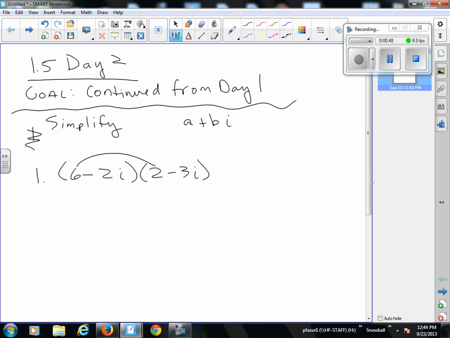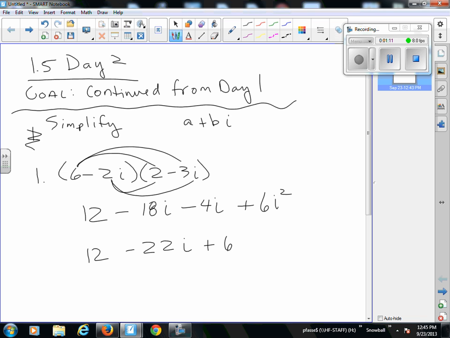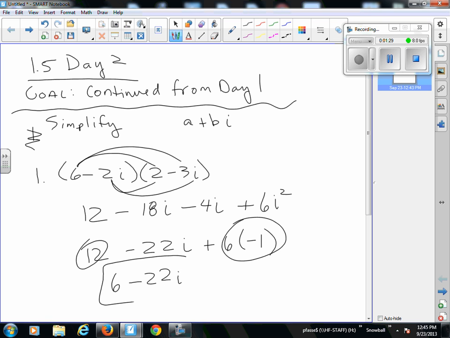If we think of it in terms of FOIL or distributing, first we do 6 times 2, which gives us 12. Then 6 times negative 3i gives us negative 18i. Negative 2i times 2 gives us negative 4i, and then negative 2i times negative 3i gives us plus 6i squared. Now we combine like terms: 12, negative 22i, plus 6i squared. If we recall, i squared is negative 1, so 6 times negative 1 is negative 6. Combine this with the constant: 12 plus negative 6 gives us 6 minus 22i, and that is our standard complex form for number 1.